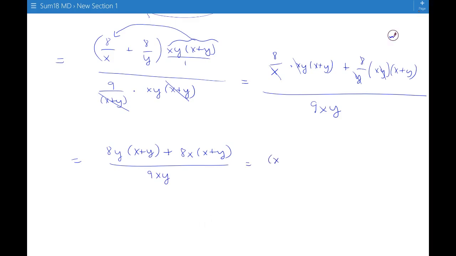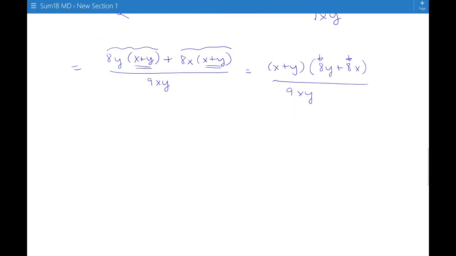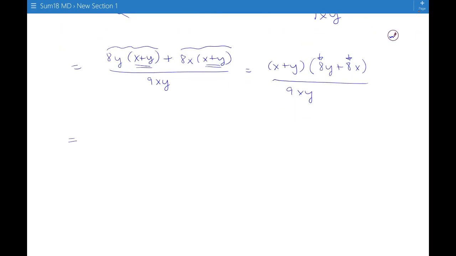So then I factor out the x plus y. I have two terms that each have an x plus y in common. So I have (8y plus 8x) over 9xy. Now I see I also have a greatest common factor of an 8. So I'm going to pull out the 8 and have 8 times (y plus x) over 9xy. And we get the same result.